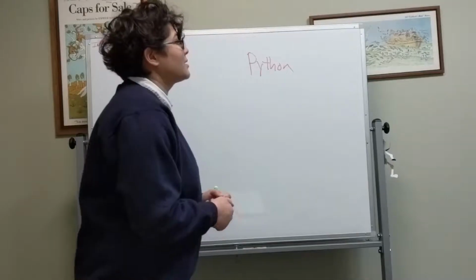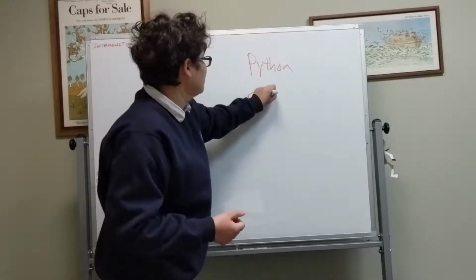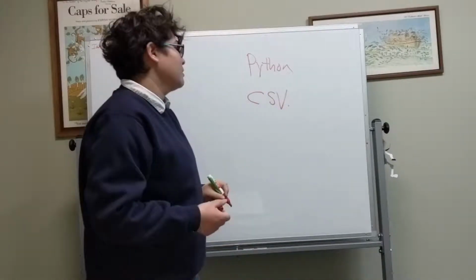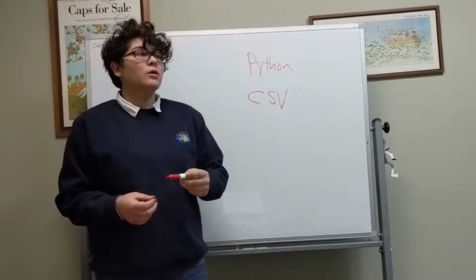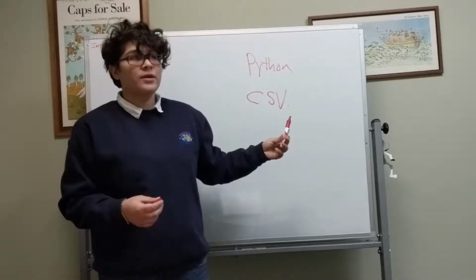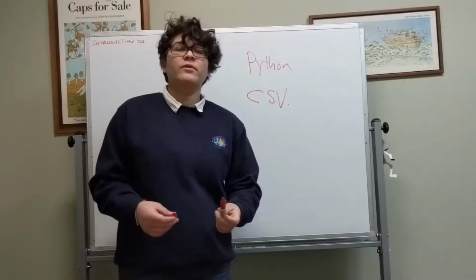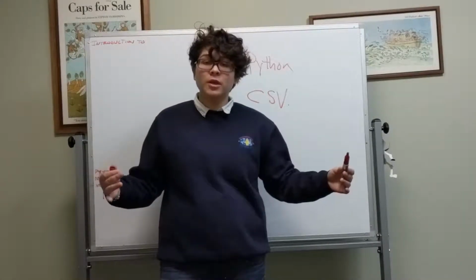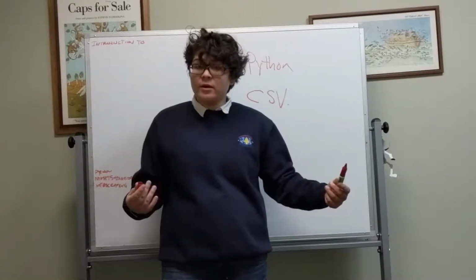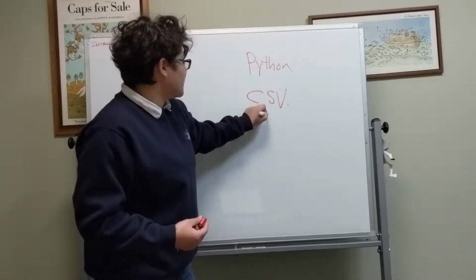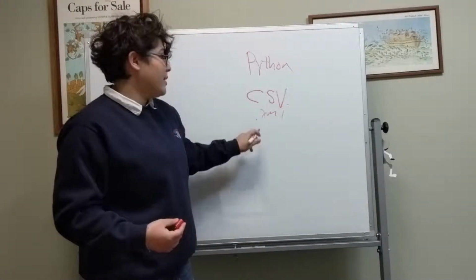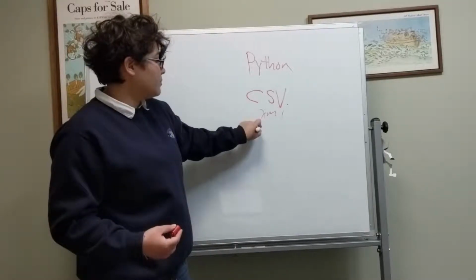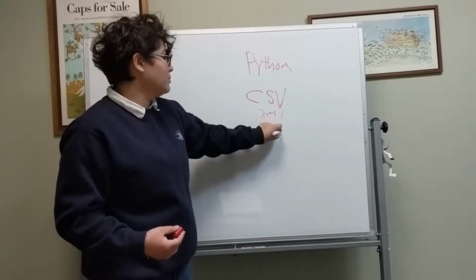So things like CSV files, right? CSV files are really useful for things like Excel sheets. So if you have an Excel sheet but it's super huge, it'll be in a CSV file, or an XML file is the usual acronym for it, or it can be in something like a JSON file.